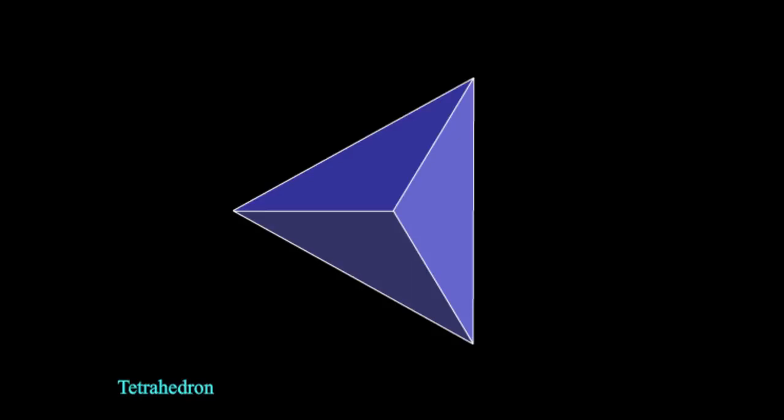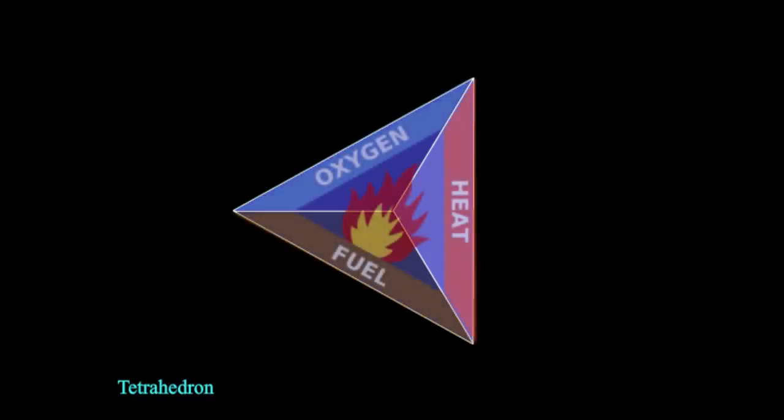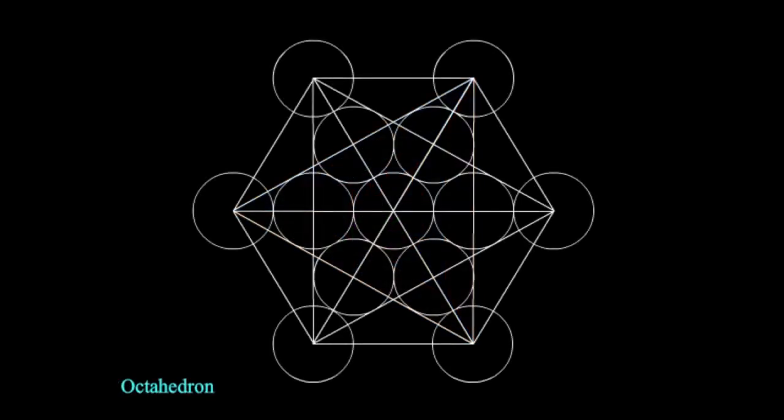And the tetrahedron and triangles also have been long associated with the element of fire. In fact, you can even see this represented in modern day fire safety, where you have the fire triangle, which depicts the three elements of combustion. So the next shape we're going to look at is the octahedron.